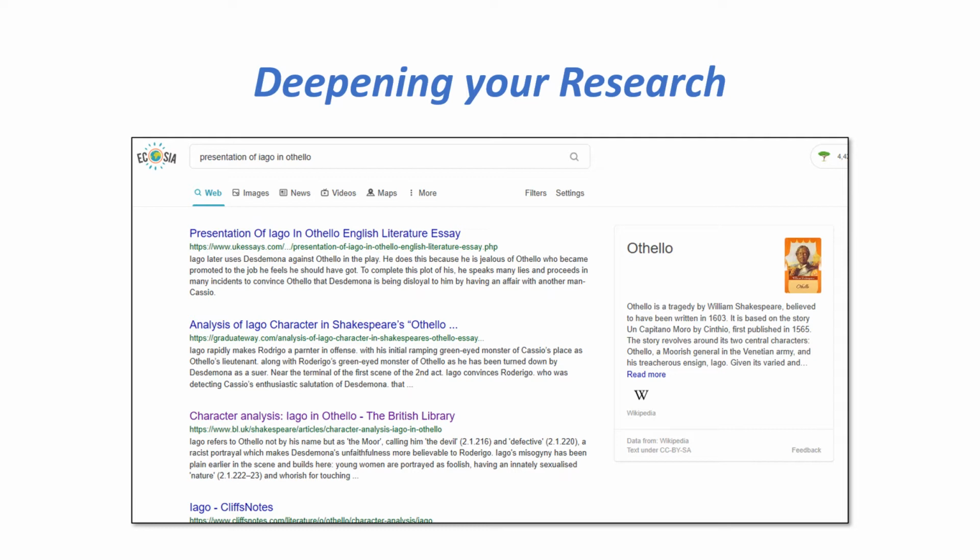If you look down a little bit, there's one website that I really would trust here, which is the British Library, and that's giving you a character analysis of Iago in Othello. But how do you know which of these websites is going to be useful if you don't have the experience that I have of reading a lot of these things online already?